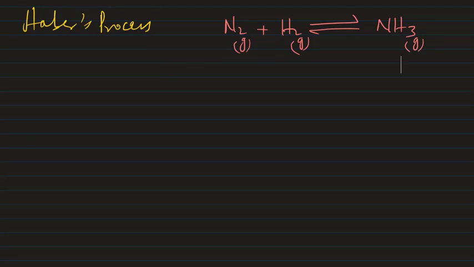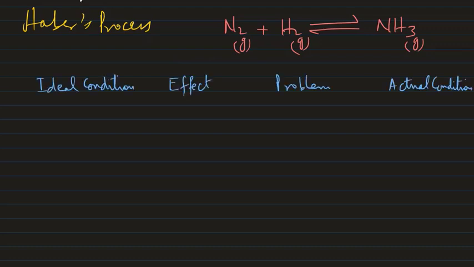So let's study the conditions required to make a maximum yield of ammonia. Looking at this reaction, you see that there are 4 moles of reactants. 1 mole of nitrogen reacts with 3 moles of hydrogen to make 2 moles of ammonia. In this reaction, the delta H value is negative, which means this reaction is exothermic in the forward direction, and it will be endothermic in the backward direction.